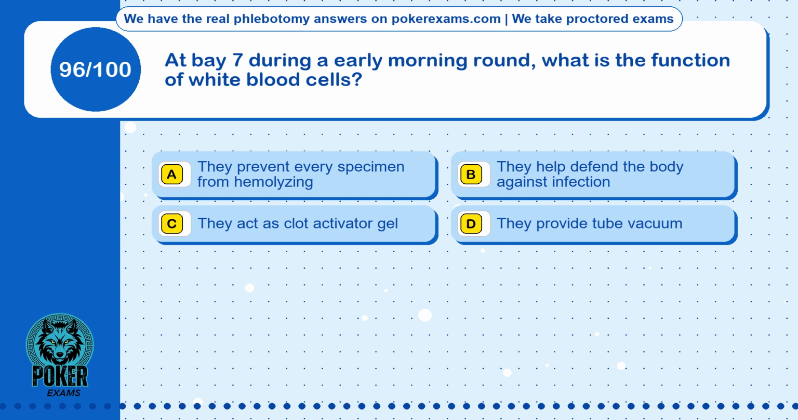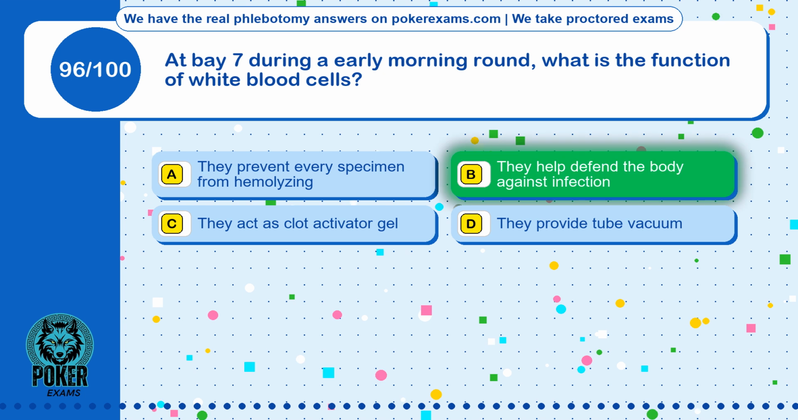Question 96. At Bay 7 during an early morning round, what is the function of white blood cells? Option A. They prevent every specimen from hemolyzing. Option B. They help defend the body against infection. Option C. They act as clot activator gel. Option D. They provide tube vacuum.